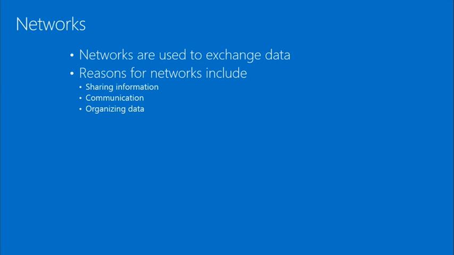So let's go ahead and talk about the basic of a network. So networks are used to exchange data, and reasons for networks include sharing information, communicating, organizing data. So this is all kind of generic. Sharing information. What kind of information could we share, Christopher?